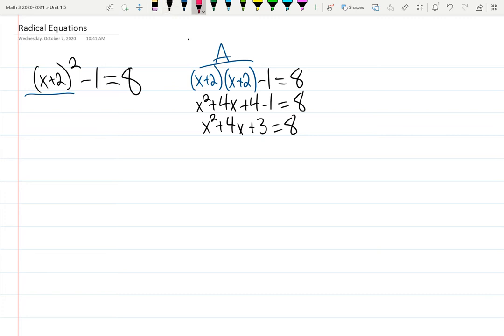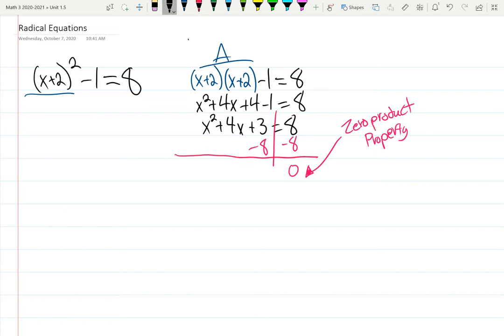Now, when I'm solving quadratics, it's important that this last number be 0. The reason being is this is what enables us to solve complex equations, the zero product property. So in order to get there, I'm going to subtract 8 from both sides. This is going to result in x² + 4x − 5 = 0. And notice how it's in standard form on the left.